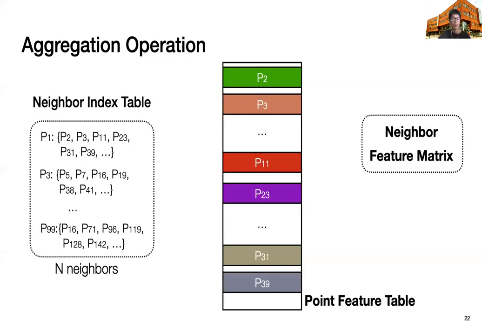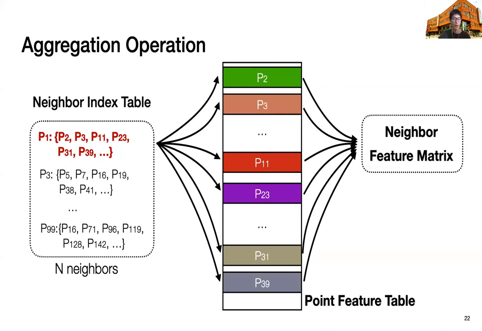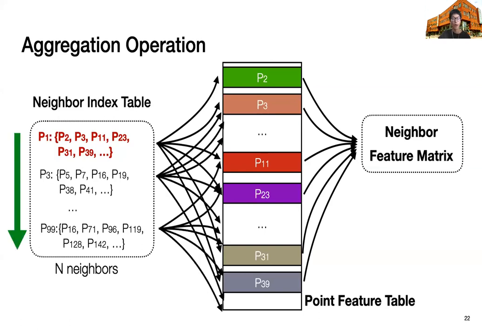As a recap, let's review the process of the aggregation operation again. First, the neighbor index table will use each central point along with its neighbor indices to access the point feature table, and then gather the neighbor features from the point feature table and store them to the neighbor feature matrix. Notice that the memory access to the point feature table is highly irregular. After getting the neighbor features, each neighbor feature will be normalized by subtracting its central point feature. This operation will repeat for all entries in the neighbor index table. In the end, each point will perform a reduction to find the maximum value.